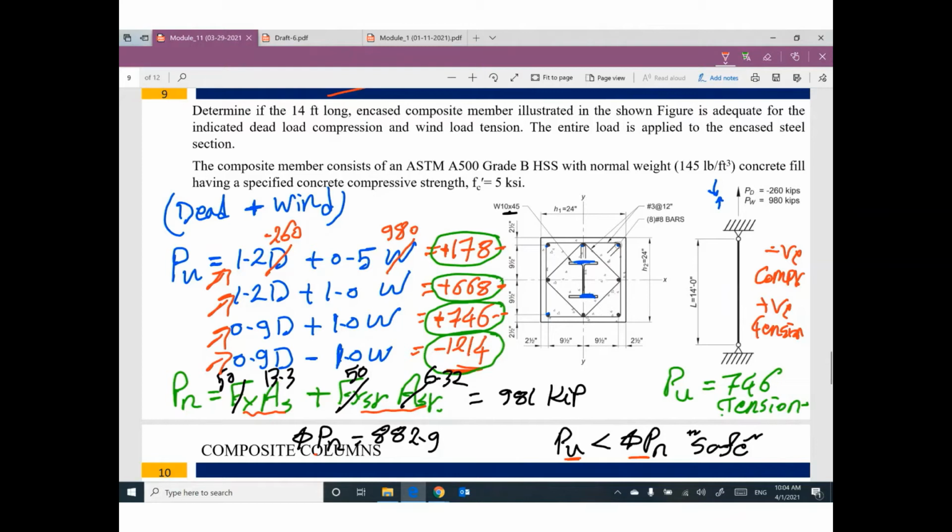I agree with Burak. Go ahead and start with the compression. If you are in the exam or in your homework, start with the compression part and then check your tension part, because the tension part is very easy and most of the information will be used from the first step.